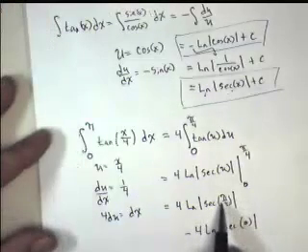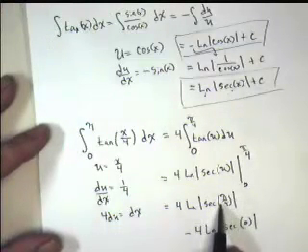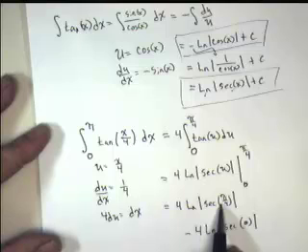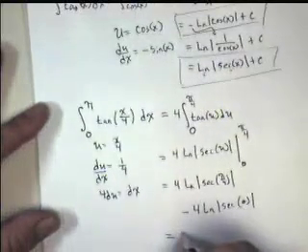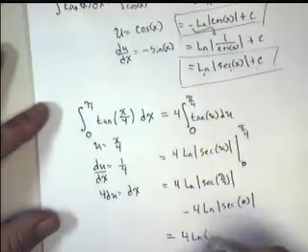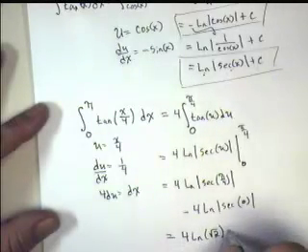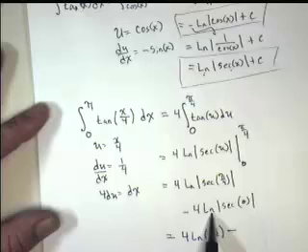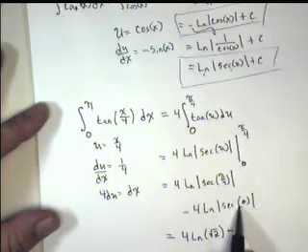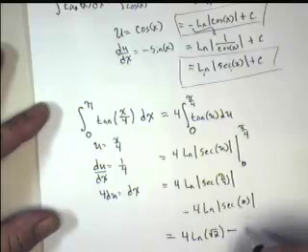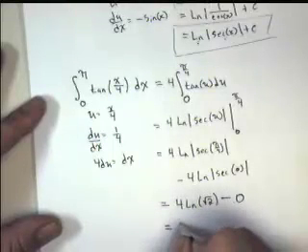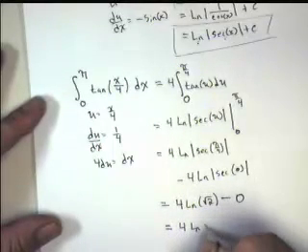Okay, secant is reciprocal of cosine. Cosine of pi over 4 is the square root of 2 over 2. So the secant is 2 over the square root of 2, or plain old square root of 2. So this is 4 times the natural log of the square root of 2 minus, now 4 times the natural log of, let's go through this. Secant of 0 is 1 over cosine. Cosine of 0 is 1. Log of 1 is 0. So that's 0.